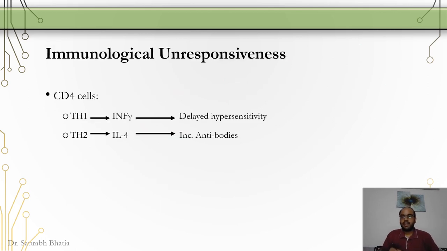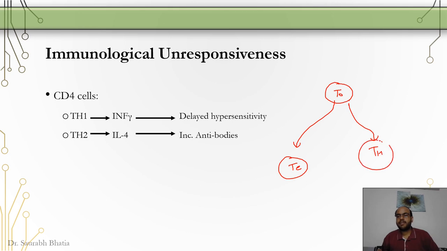Now CD4 cells. Remember when I was talking about the response of the body when M. leprae enters the human body in part 1 of the video. I told you that a naive T cell under stimulation by macrophage and dendritic cell will form a T effector cell and CD4 T helper cells. These are T helper cells. Now, under the action of TH1 response, you have increased interferon gamma. That is a TH1 cytokine.